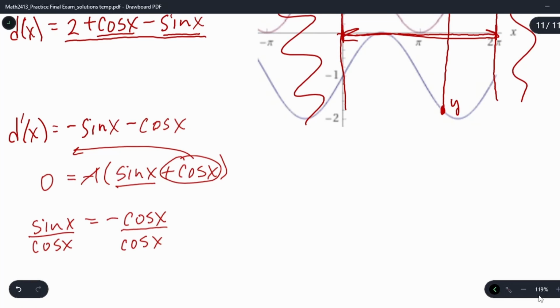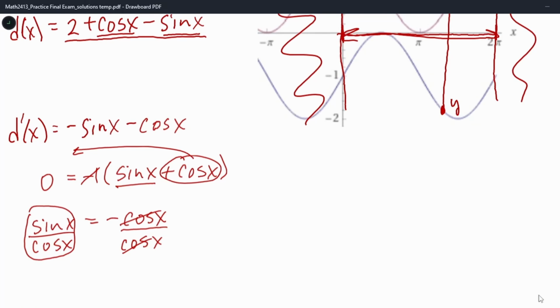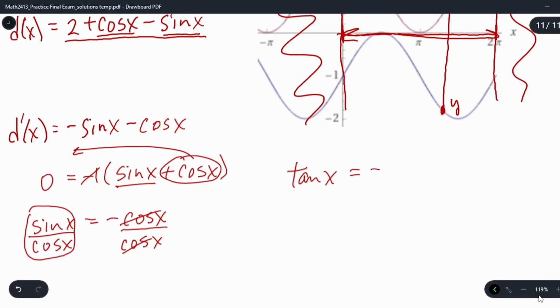So why do I do that? Well, for one thing, it gets rid of this trig function on the right-hand side and makes that effectively negative 1. On the other side, this will simplify to a single trig function. I know that sine over cosine is tangent. So now what I'm really trying to solve is, when is tangent of x equal to negative 1?